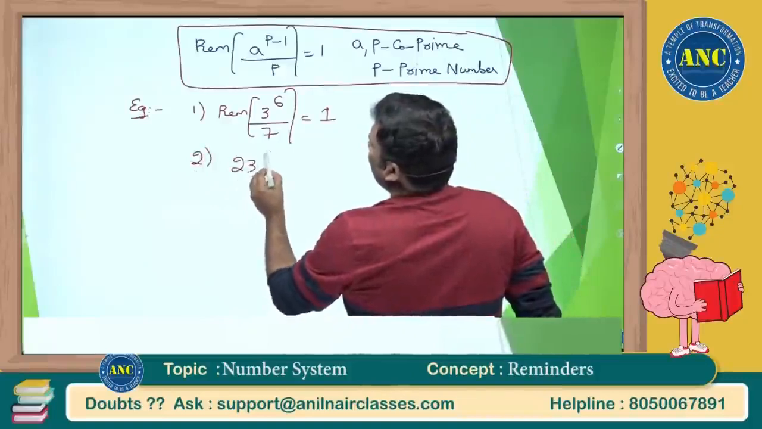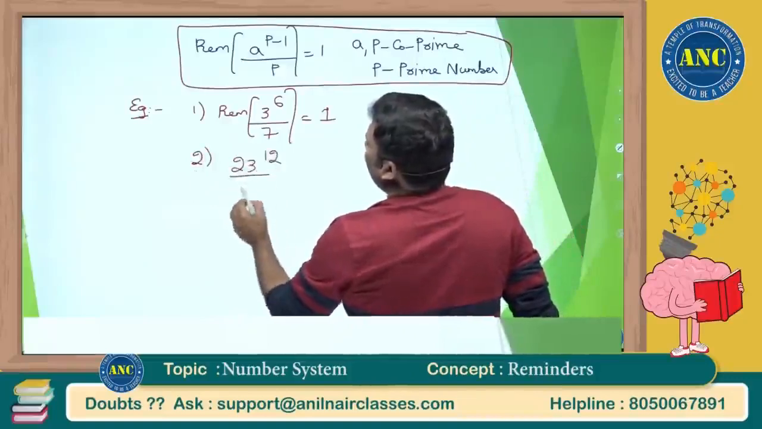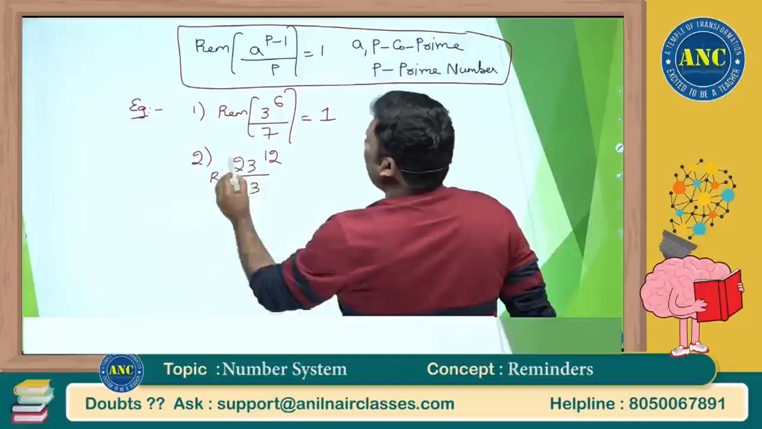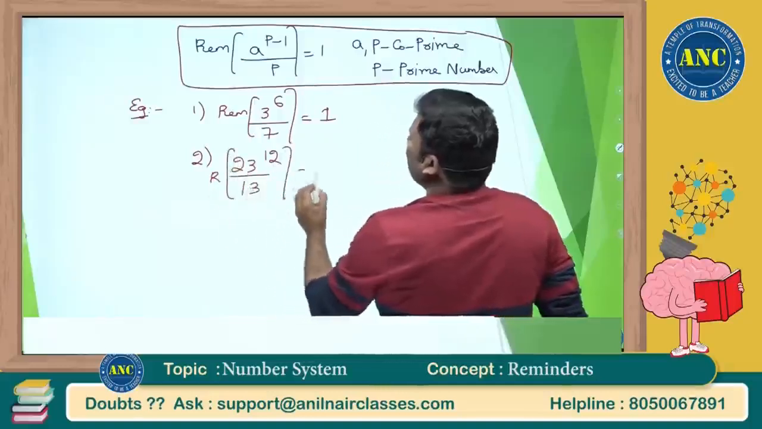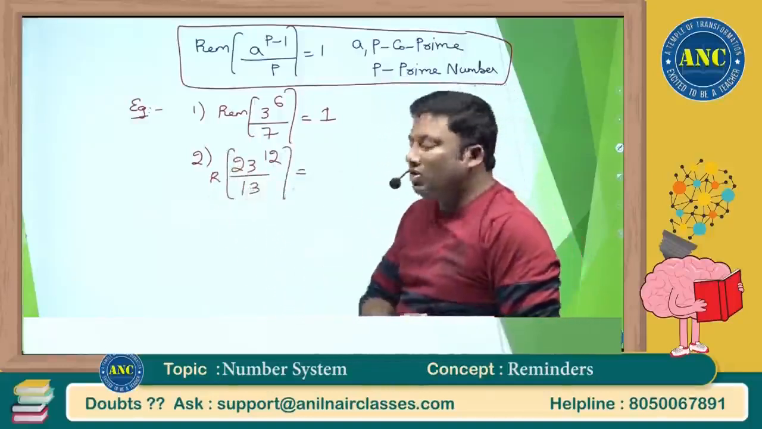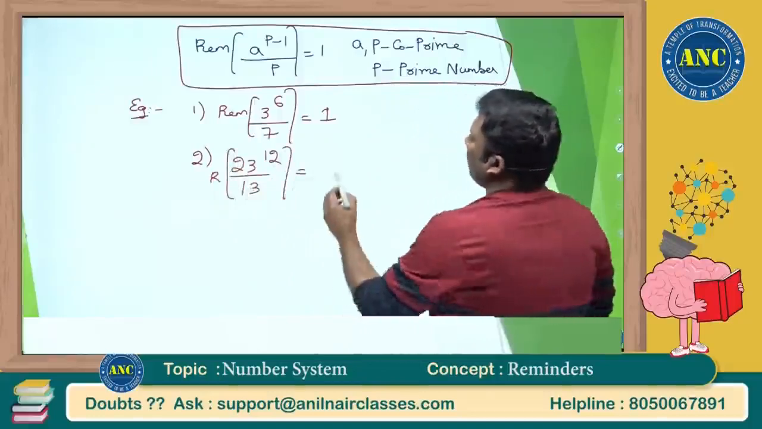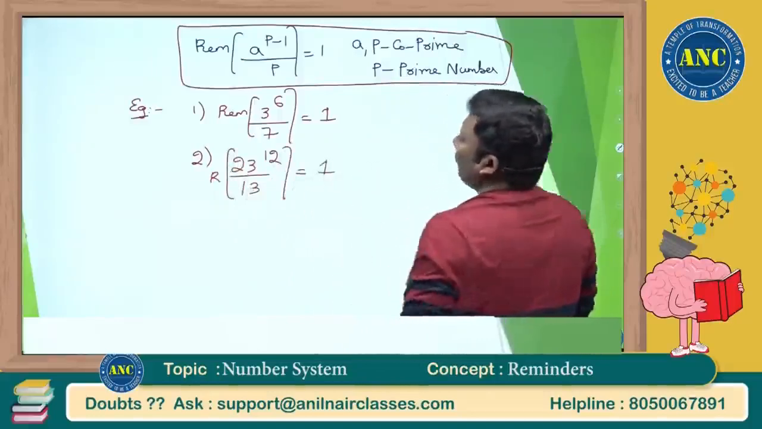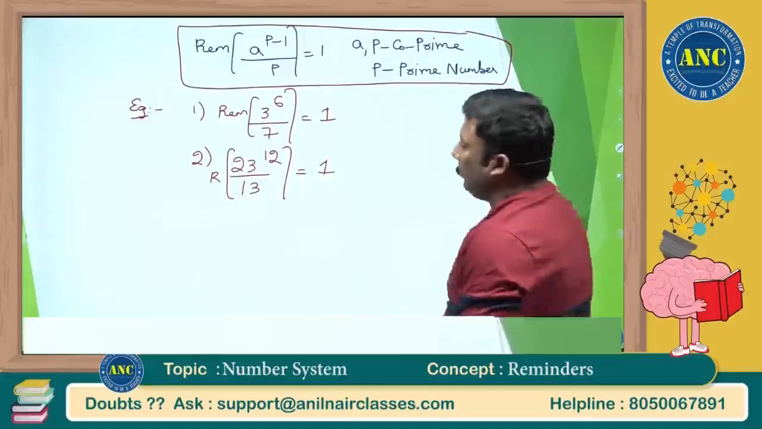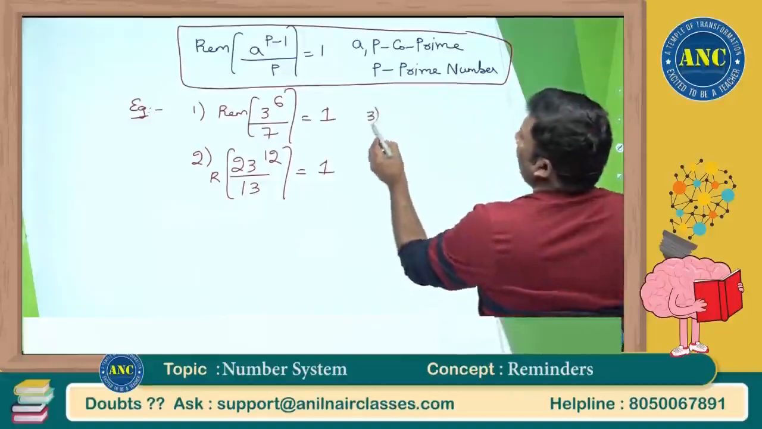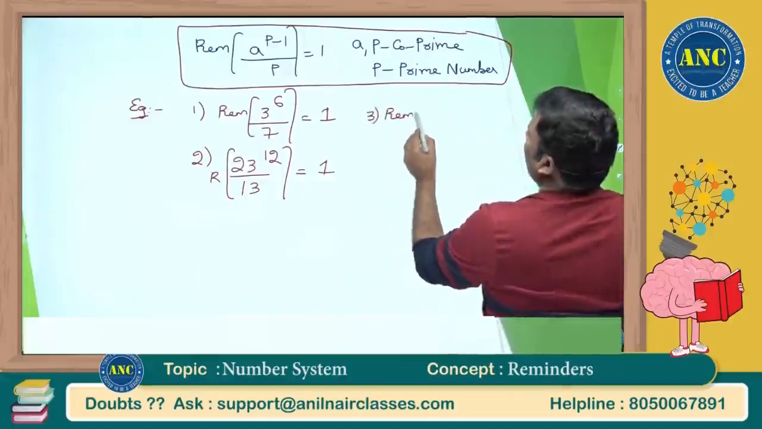23 power 12 divided by 13. A power p minus 1 divided by p is 1. If it is 13, 13 minus 1 will be 12. It will be 12. I hope the idea is clear.